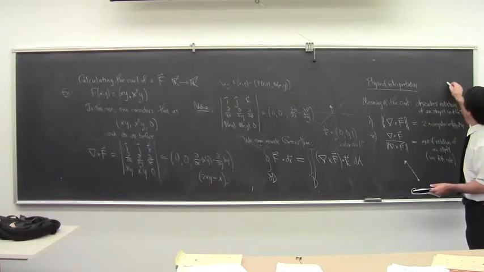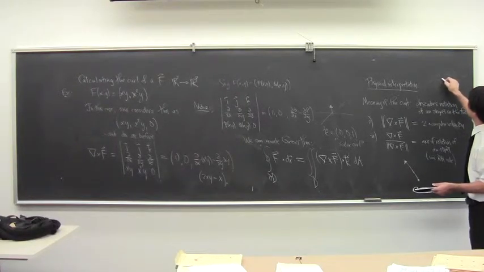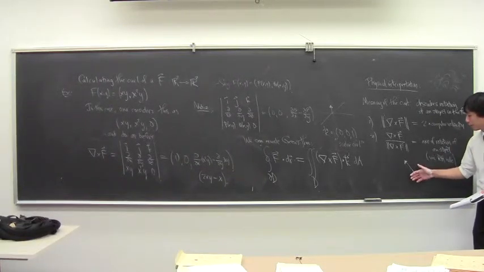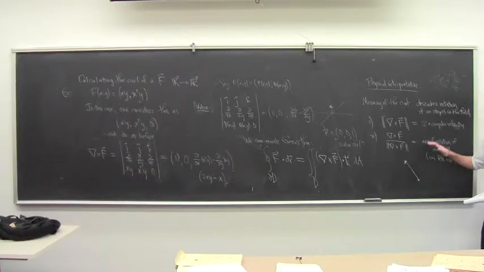Suppose you have a stream, and the stream is doing stuff, and you put some object there and fix it there. What the curl tells you is how fast that object would be rotating. So half the magnitude is the angular velocity, and the direction tells you which way it rotates, spinning around it in the right-hand rule direction. This is the physical information contained in the curl.